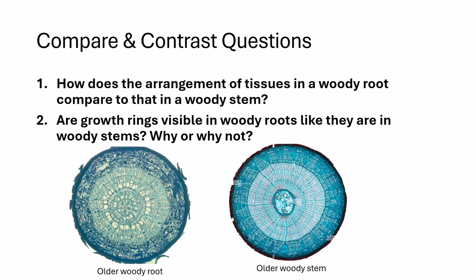Answer the following compare and contrast questions. First, how does the arrangement of tissues in a woody root compare to that in a woody stem? Think about what tissues are present in both and whether their order and proportions look similar or different compared to the stem you studied earlier. Second, are growth rings visible in woody roots like they are in woody stems? Why or why not? Think about what causes growth rings to form in stems and whether roots experience the same seasonal growth patterns or environmental conditions that produce those visible rings.